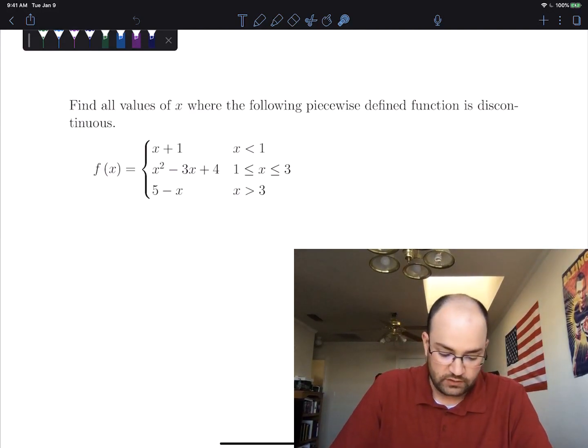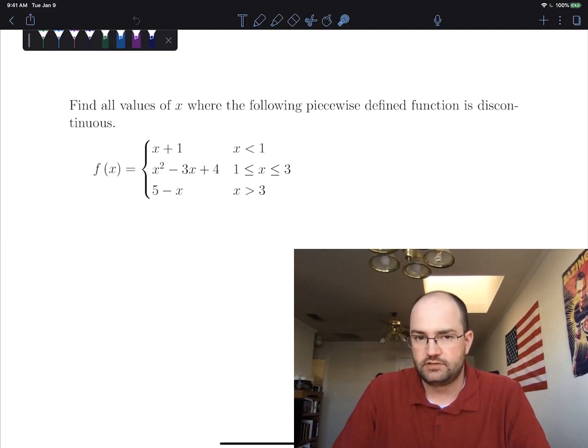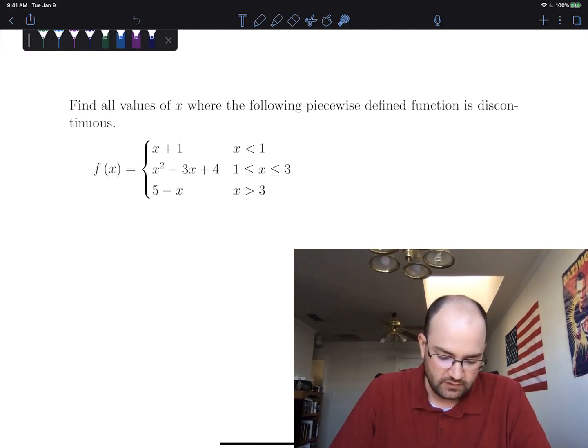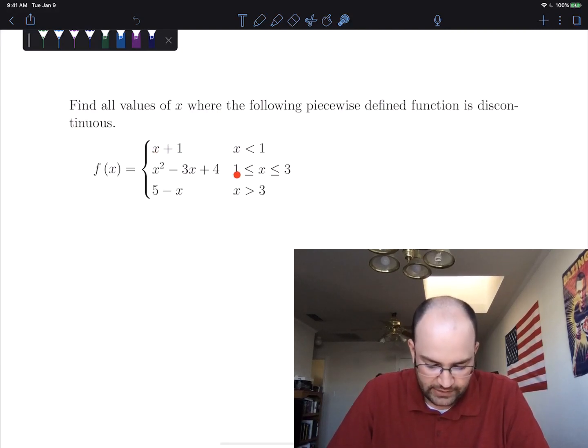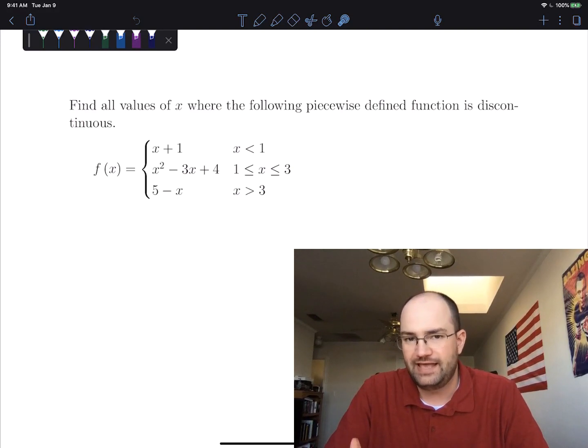If we're going to graph this here in a little bit on the calculator so that you can see this. But what I need to do is look at these edges. Notice that x is less than 1 here. This is where x is greater than 1 and less than 3 at the same time. And this is when x is greater than 3. So 1 and 3 are the only two possible values of x where this could be discontinuous.